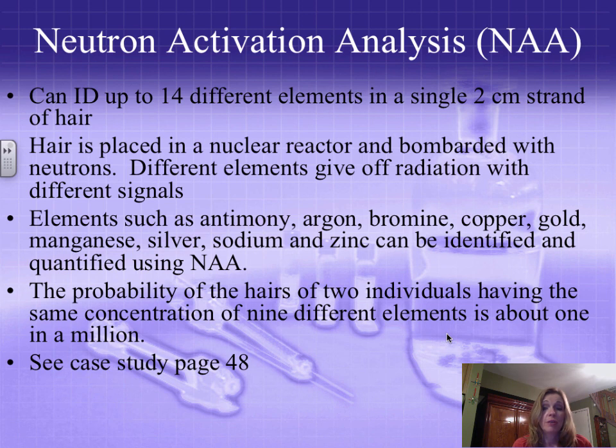You put the hair in a nuclear reactor, it gets bombarded with neutrons, and the different elements that are in the hair will give off different signals of radiation. So you can identify elements like argon, copper, silver, sodium, zinc. And because everybody will have a unique combination of these elements in their hair based on their exposure, the probability of 2 individuals having the exact same concentration of 9 different ones is about 1 in a million.